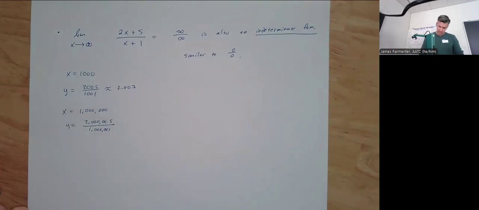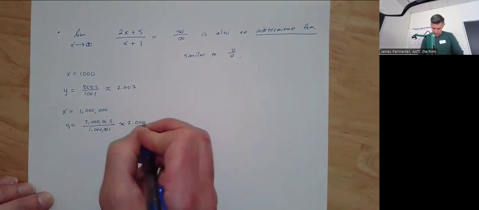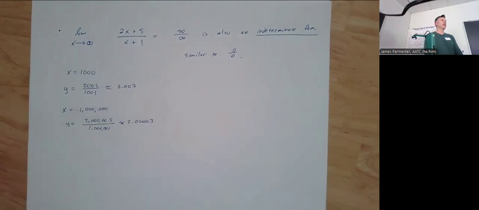Do I have enough zeros there? Let's see. 1, 2, 3, 4, 5. Not that you don't believe me, but I just like to see. Sure, it's 2.000003. So yes, we're getting closer and closer to 2.